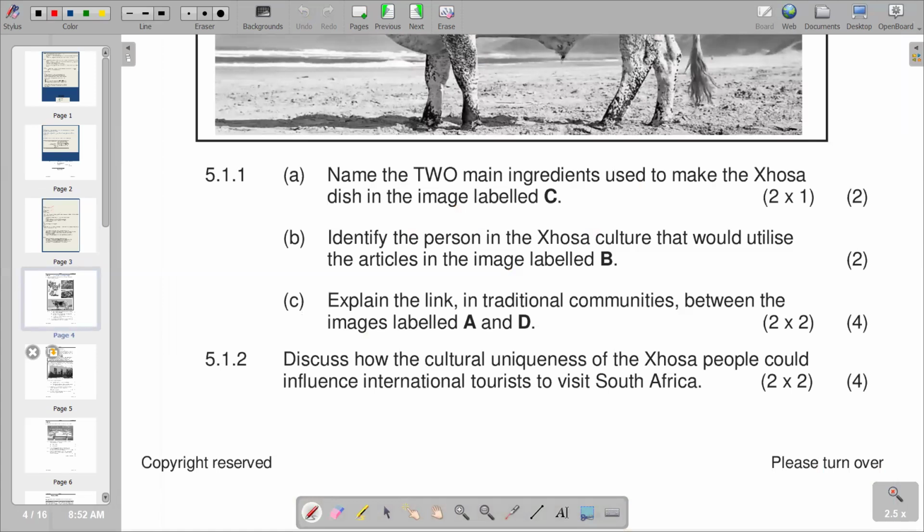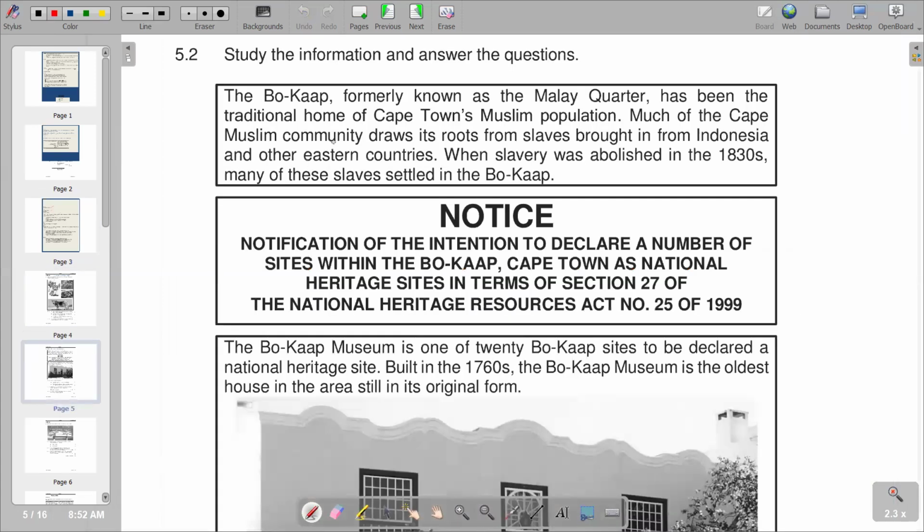Obviously, we go to the next page where they study information and answer the questions. So you have got information that you need to read, and then you are given a notice which reads, notification of intention to declare a number of sites within the vocab.